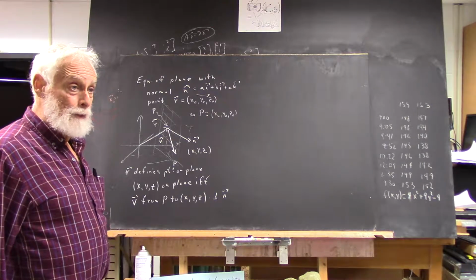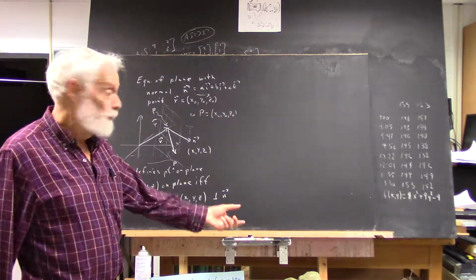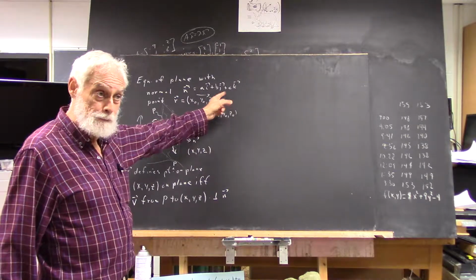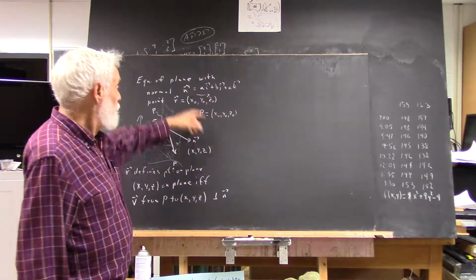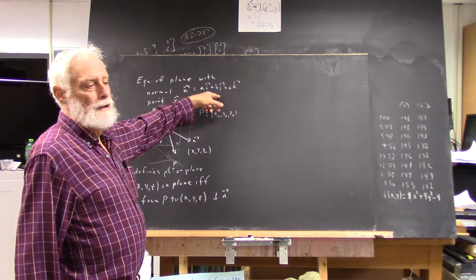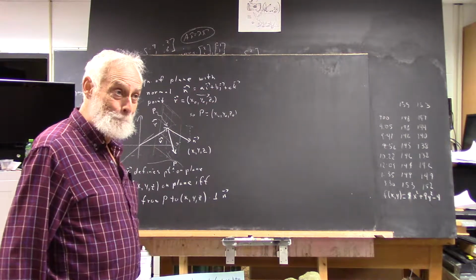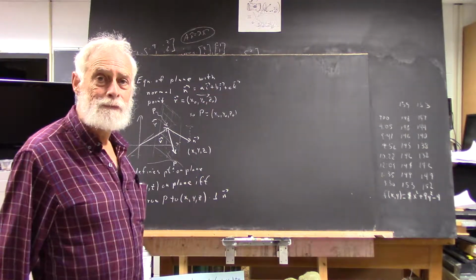So if you wanted the equation of a plane and you had two vectors in the plane, you just take their cross product and you get a normal vector. Or maybe you're just given the normal vector, or maybe the normal vector is the gradient of some function, whatever that is, and that's easy.